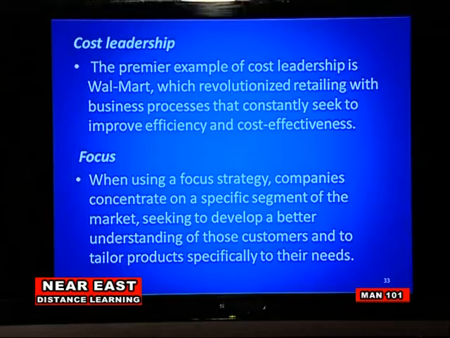And the third one, which is focus. When using a focus strategy, companies concentrate on a specific segment of the market, seeking to develop a better understanding of those customers and to tailor products specifically to their needs.